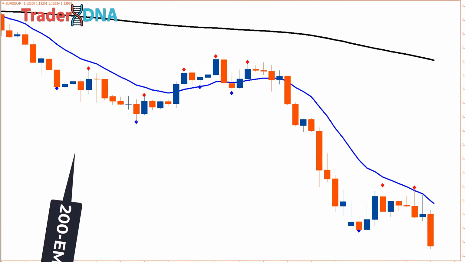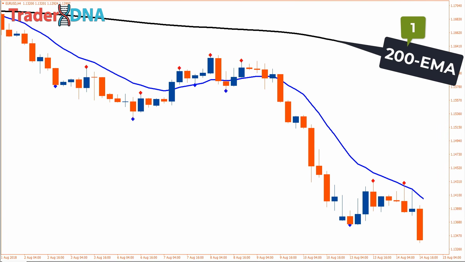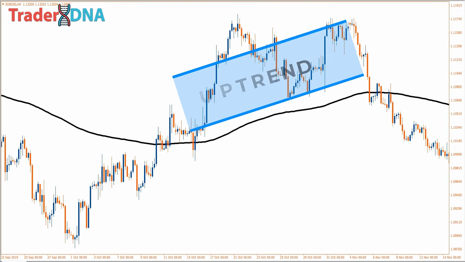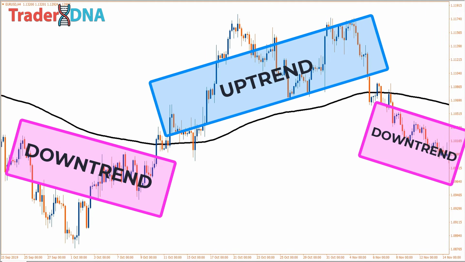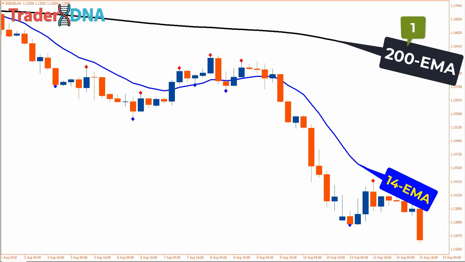Step 1, slap a 200 period EMA onto your chart. That's your long-term trend detector. Think of it like your market compass. If the price is above this line, you're in a general uptrend. If it's below, you're in a downtrend. Super simple. Step 2, drop in a 14 period EMA. This one's like your market heartbeat. It shows short-term moves, fast, sharp, and super helpful for finding exact entries.